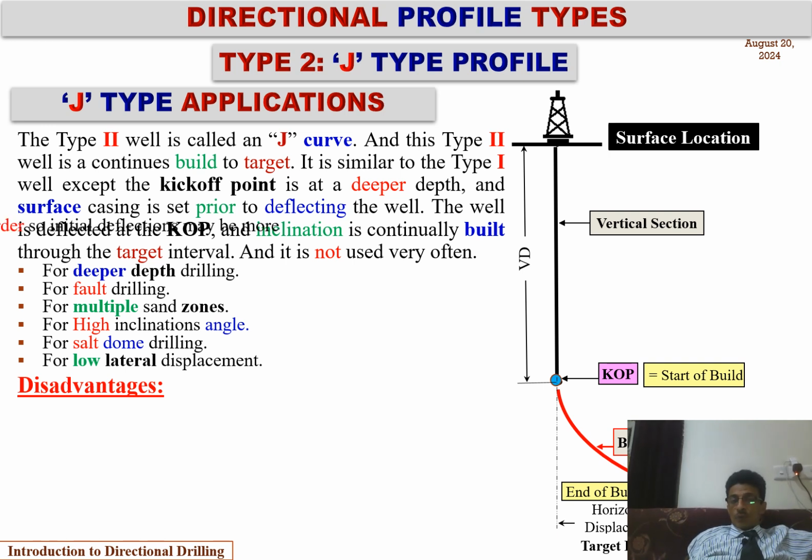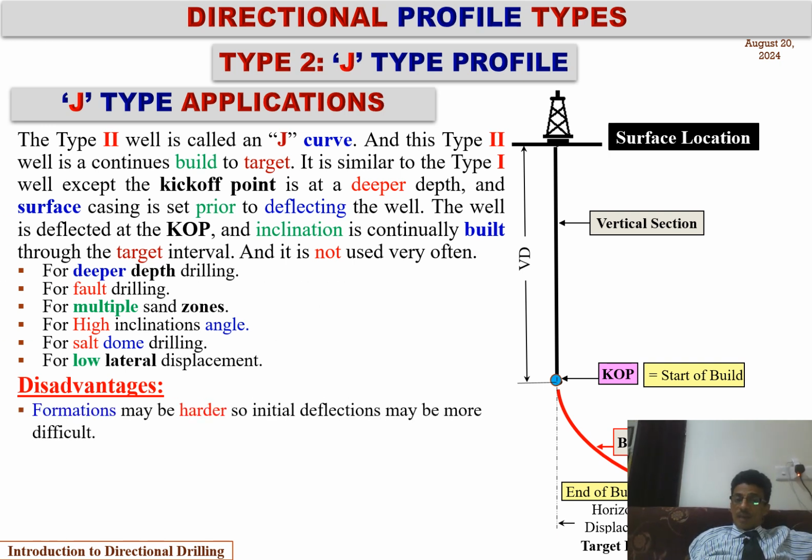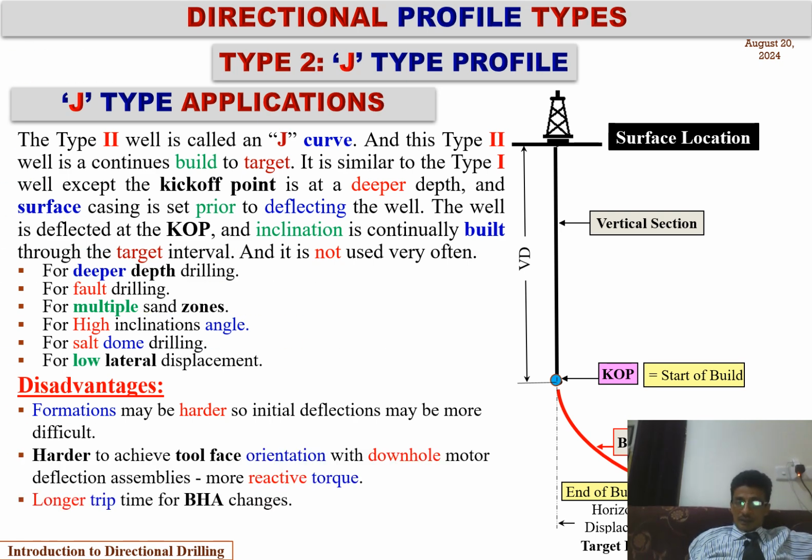Disadvantages of this profile: the formation might be harder, so initial deflection might be more difficult. It is harder to achieve tool face orientation with downhole motor deflection assemblies. There is more reactive torque and longer trip time for BHA, bottom hole assembly, changes.